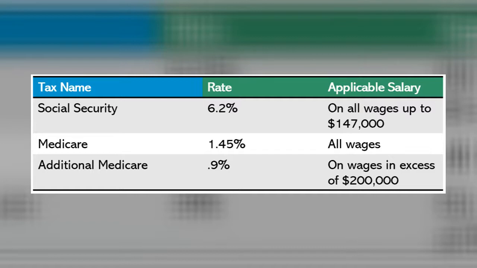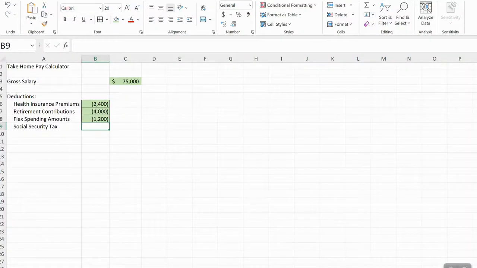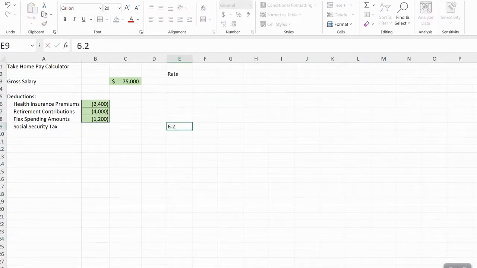It's been 6.2% for quite a while, but it is only a tax on wages up to $147,000. It's going to be the first if-then statement we do. So we need to know our 6.2 and our 147,000. So in your Excel spreadsheet, I am going to put to the right a rate so I can keep track of the rates based on the rules. And then I am going to go ahead and put any rules that I need to know to the side.